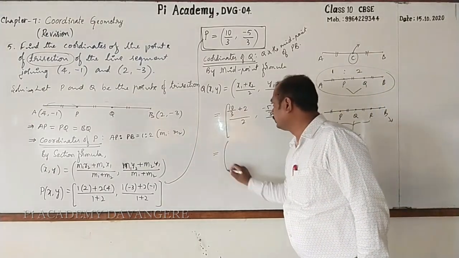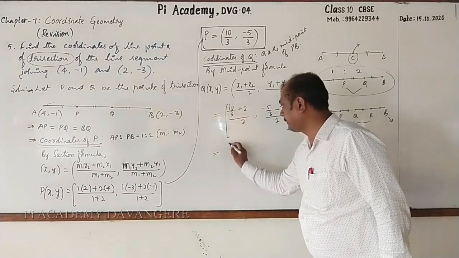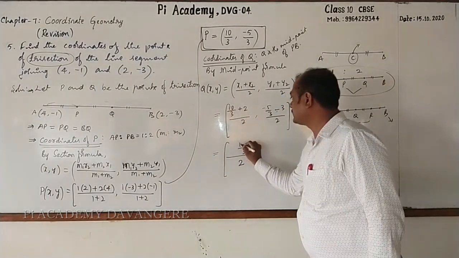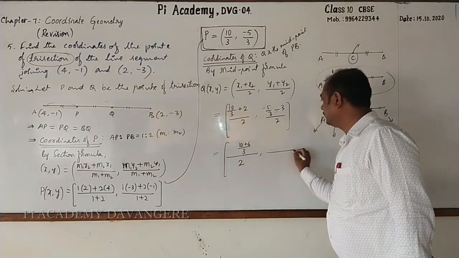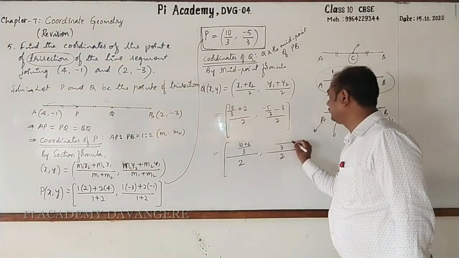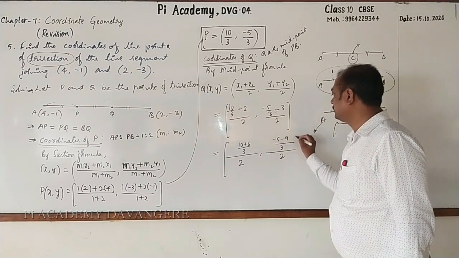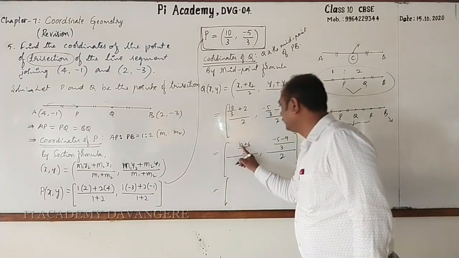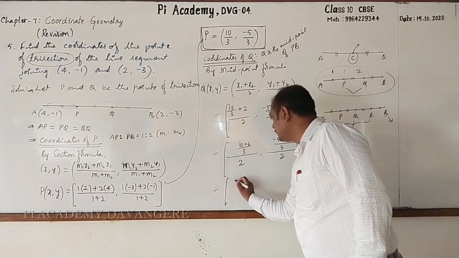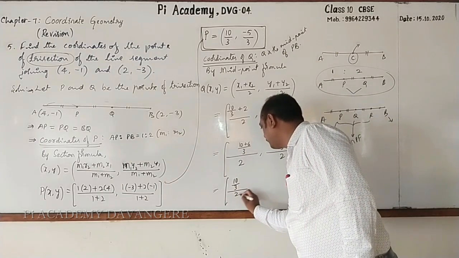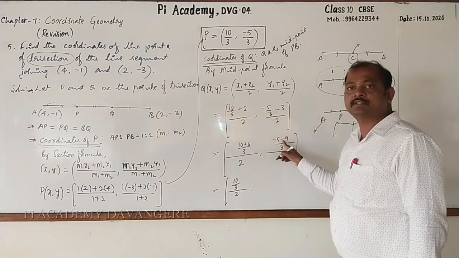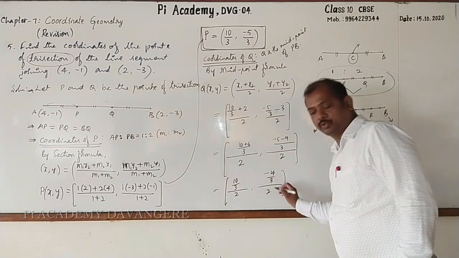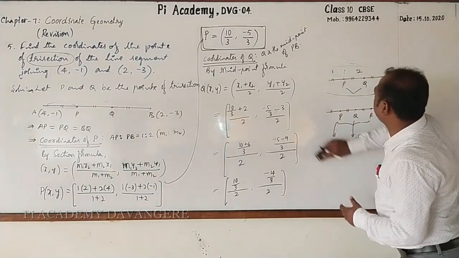And this is equal to, take the LCM and simplify. The LCM is 3, then 10 plus 6. And here the LCM is 3, it is minus 5 minus 9. Followed? This is equal to, again, 10 plus 6 is 16. 16 by 3 whole divided by 2. This is minus 5 minus 9 is minus 14. Minus 14 by 3 whole divided by 2. Now, let me continue that here.